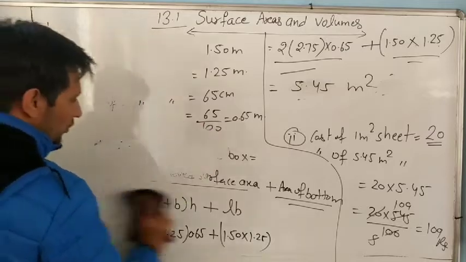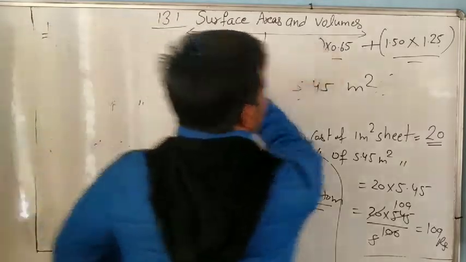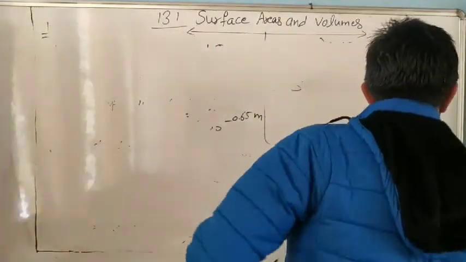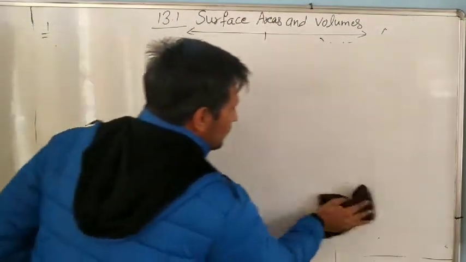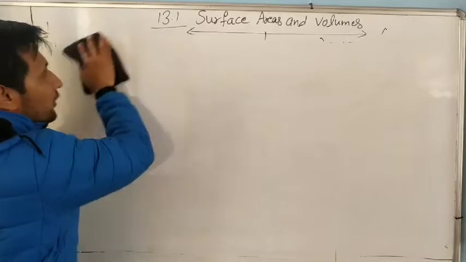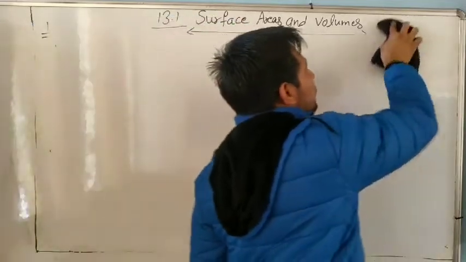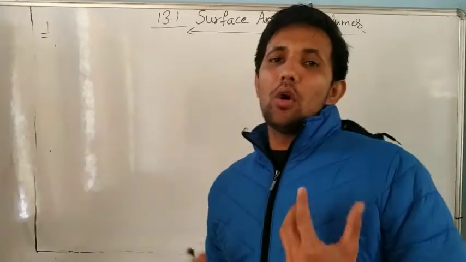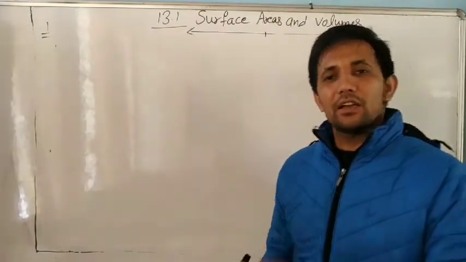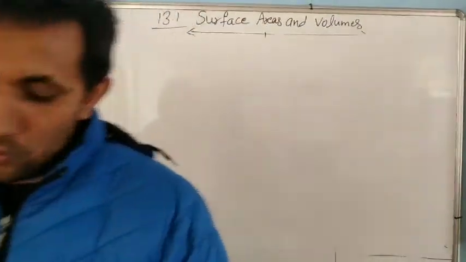Question number 2. Do it yourself, same as the earlier question. In this chapter, most of the questions, students, you will do yourself, because I already explained the formulas of the cuboid: volume, surface area, curved surface area.